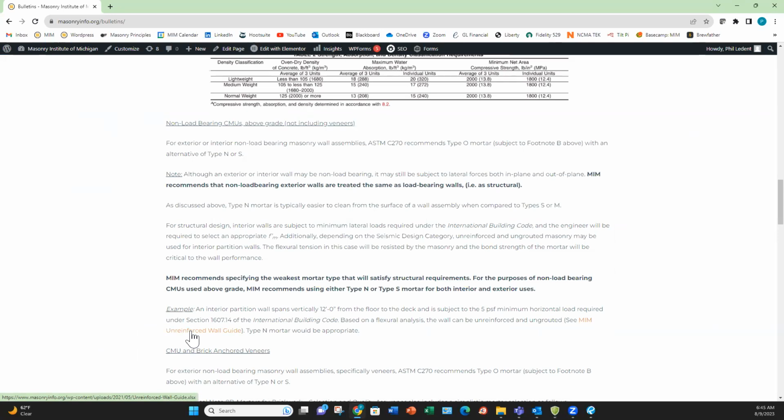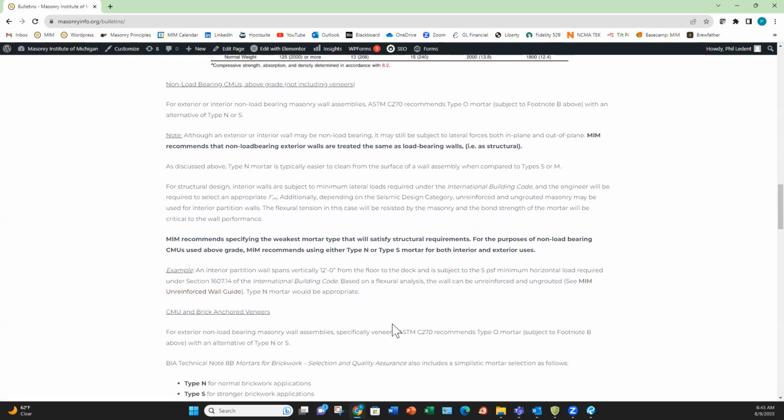And so for partition walls, really, we could use a type N depending on that partition type. And the type N is going to satisfy all of our code requirements. All right, in terms of CMU and brick, and we're talking about anchored veneers here.